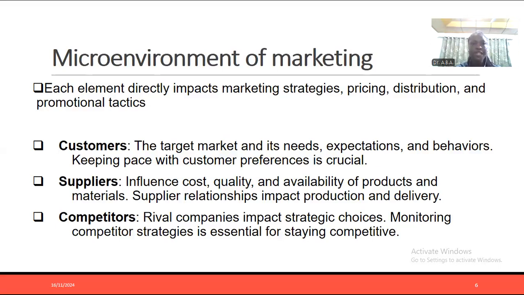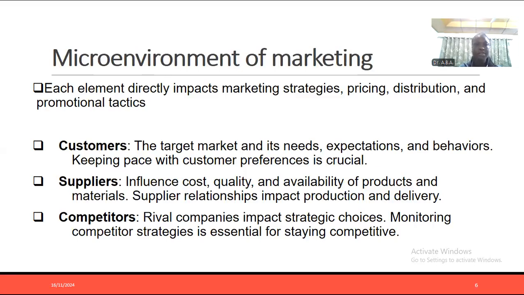Each element within the micro environment of marketing directly impacts the marketing strategies, the pricing, the distribution, and the promotional tactics. So within the external environment, the factors which directly affect the marketing strategies are what we refer to as the micro environment of marketing. Under this, we can have the customers, the suppliers, and competitors.